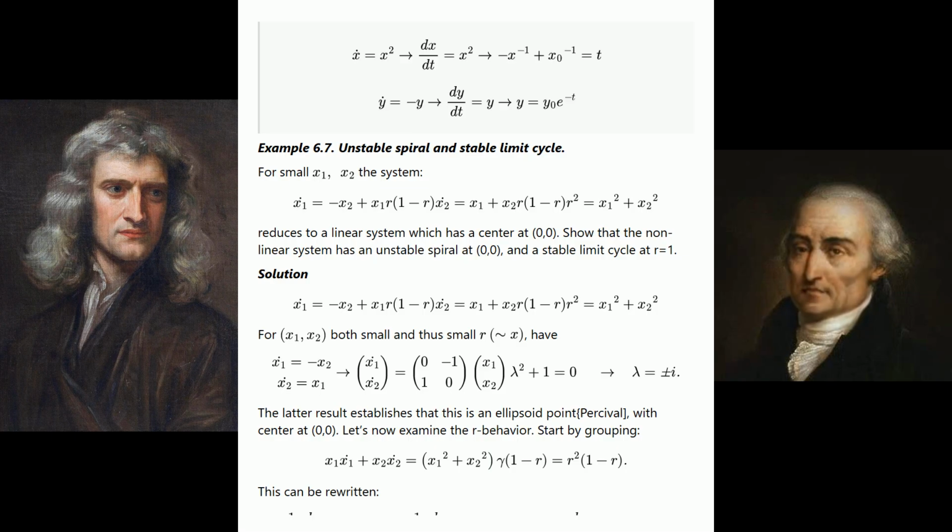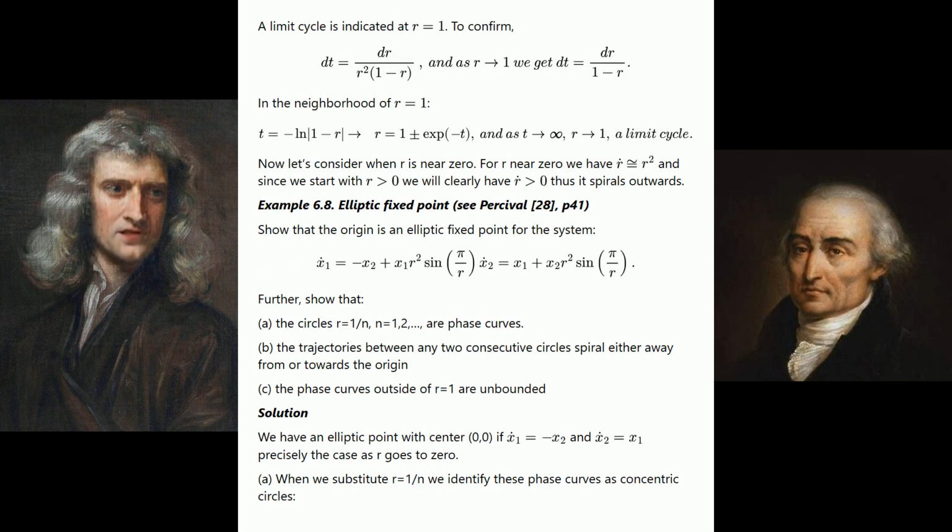And a stable limit cycle at R equals 1. Solution. For both small and thus small, we have the latter result, which establishes that this is an elliptic point, per Percival, with center at (0, 0). Let's now examine the R behavior. Start by grouping, see the equation shown. This can be rewritten. A limit cycle is indicated at R equals 1, to confirm, in the neighborhood of R equals 1.